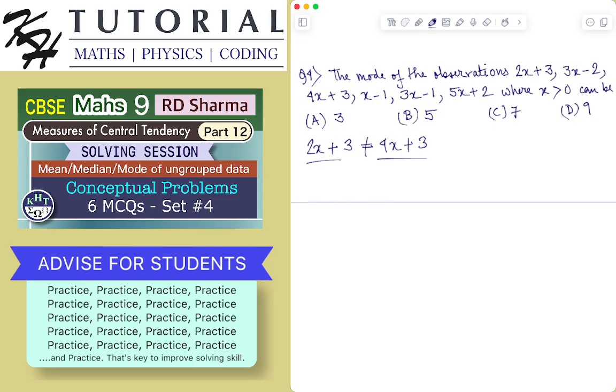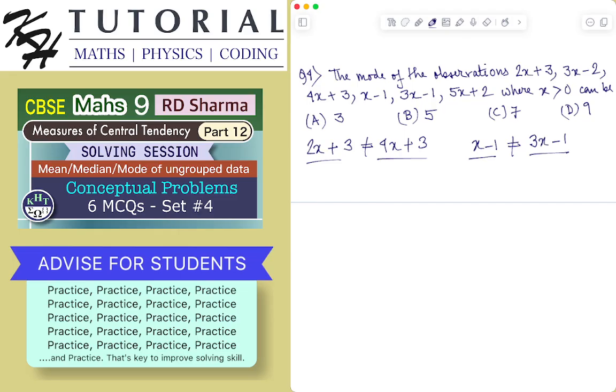Again, x minus 1 cannot be equal to 3x minus 1, because if x minus 1 is equal to 3x minus 1, then the minus 1 will cancel out, and we will get x equals 0. So x minus 1 and 3x minus 1 are different, unique observations, and also 2x plus 3 and 4x plus 3 are unique observations. Now 5x plus 2.